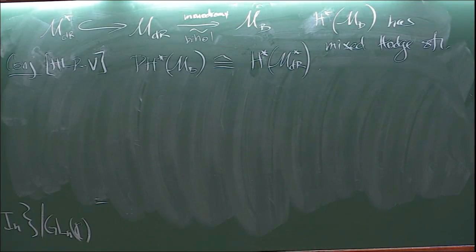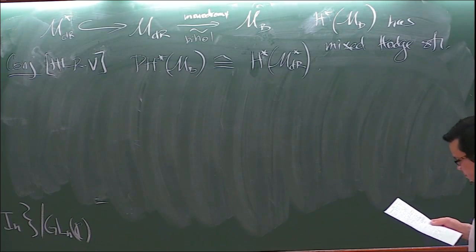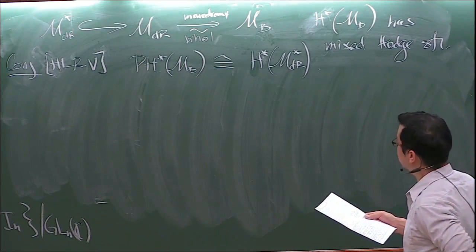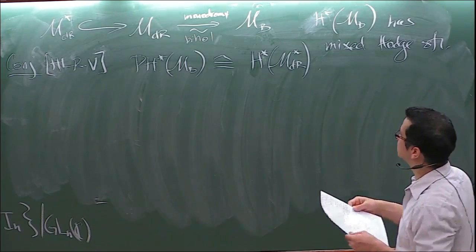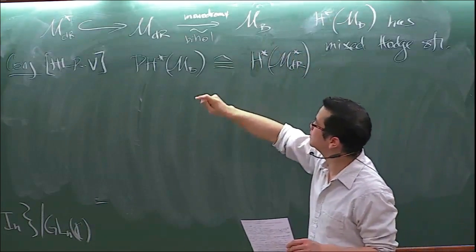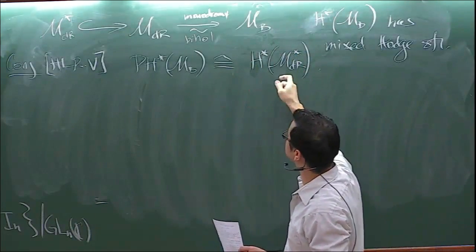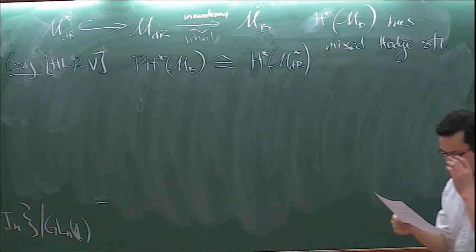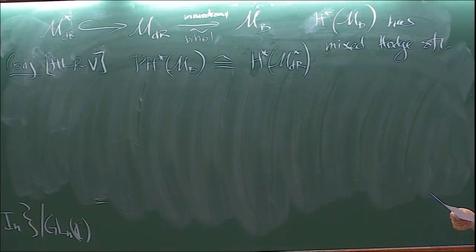So where this came about is from observations in low-dimensional examples. It was through explicit knowledge of certain classes here, and it was noticed that they generate the cohomology here, when one can actually be explicit about the map.